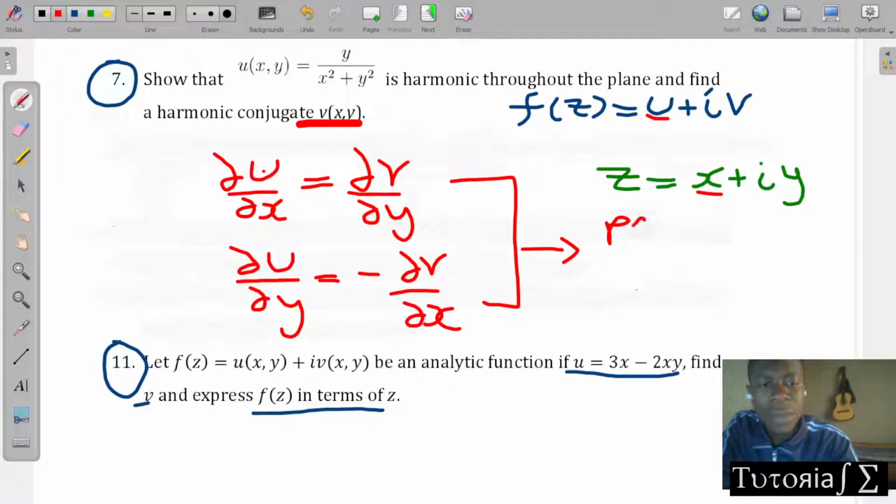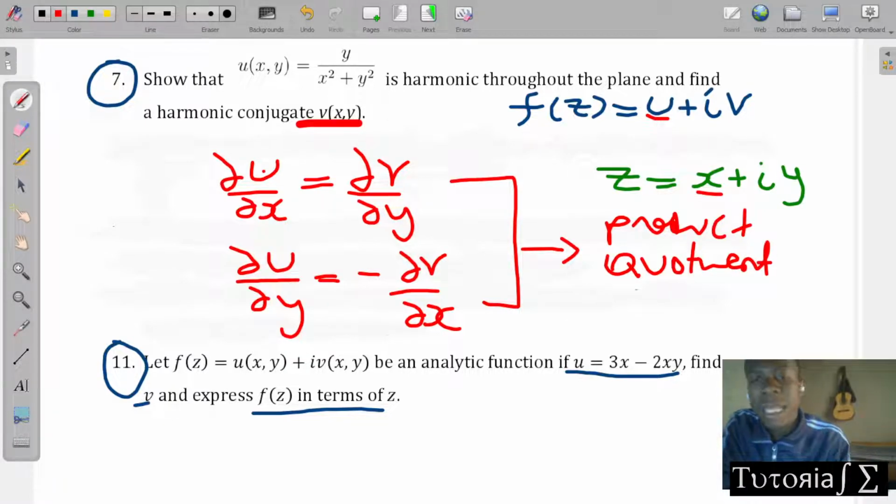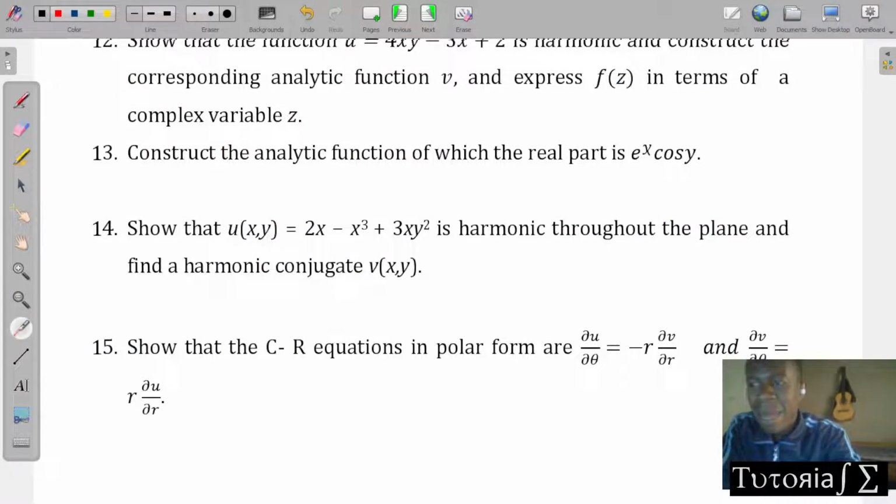or u as a quotient. In situations where you're given u or v as a product or a quotient, an example of a quotient is this one. You have u equals y over x squared plus y squared. This is a quotient, so you can use either of these formulas. An example of a product is this one.